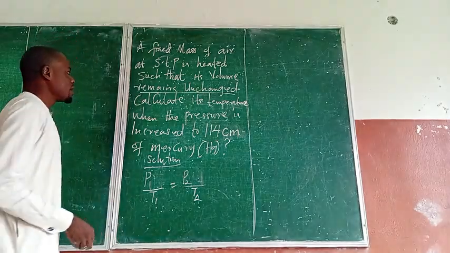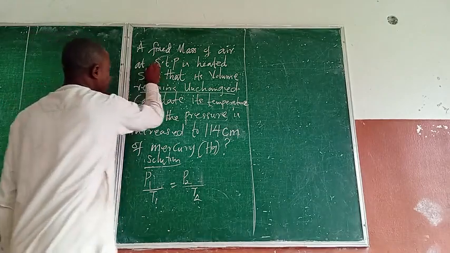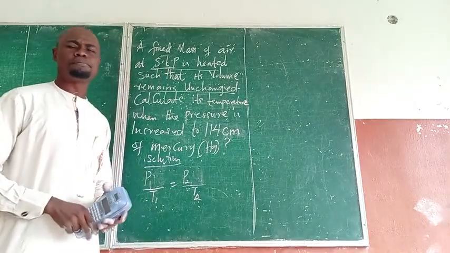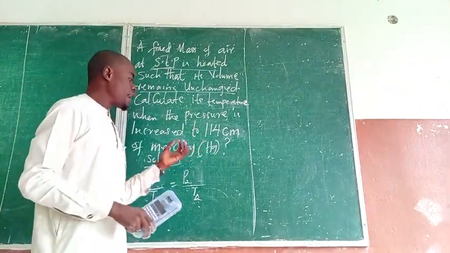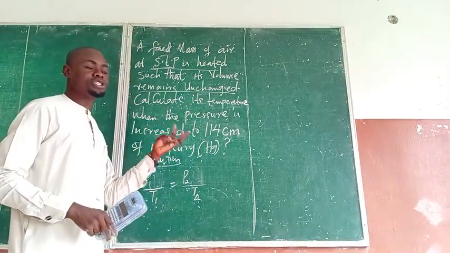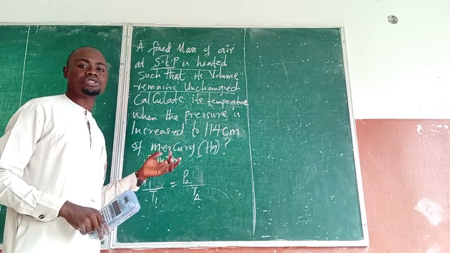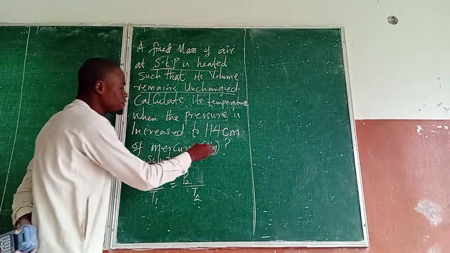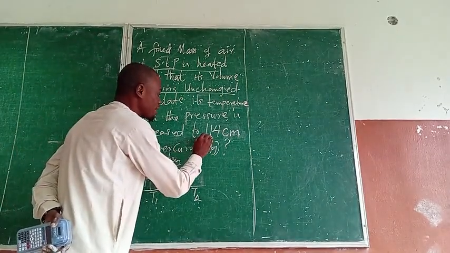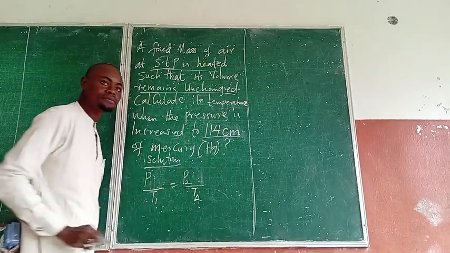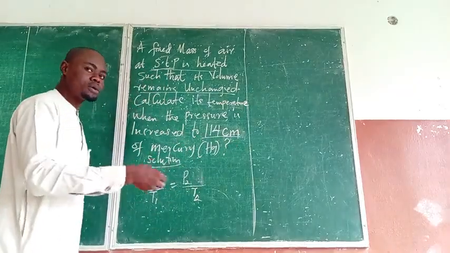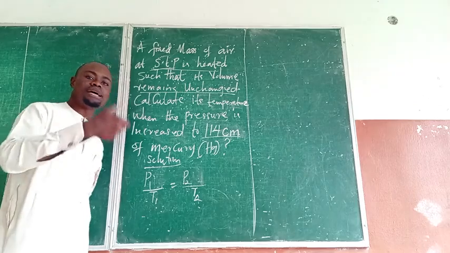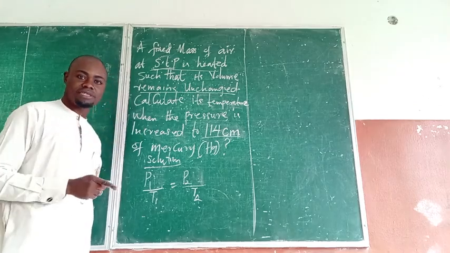Now let's move forward. For standard temperature and pressure, STP, we have temperature in degrees Kelvin and temperature in degrees Celsius. We have to check which value they give me. They give the pressure in centimeter. Standard pressure in centimeter is 76, while standard pressure in millimeter is 760.